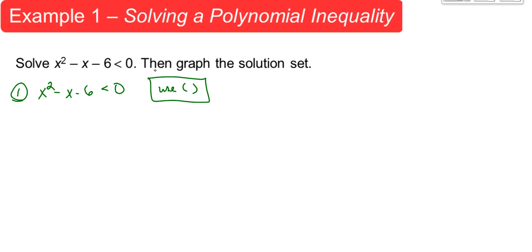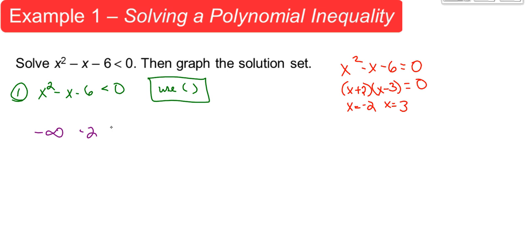So the first thing is to just find the zeros. So x squared minus x minus 6 equals 0. However you factor things, you're making that decision. I think this is going to be 3 and 2, minus 3 plus 2. So x equals negative 2, x equals positive 3. Then I'm going to line those up from least to greatest: negative infinity, negative 2, 3, and infinity.